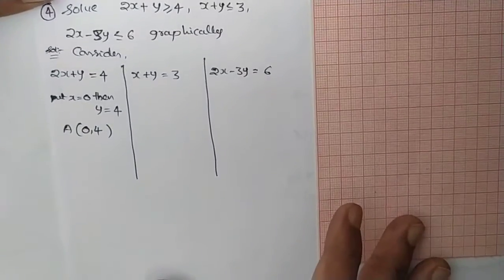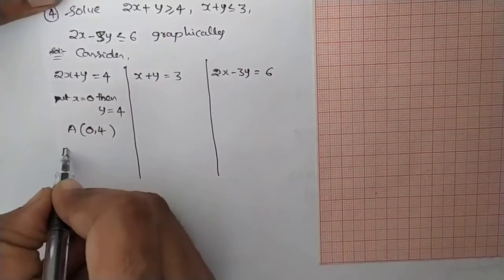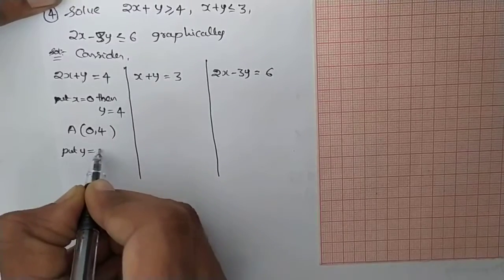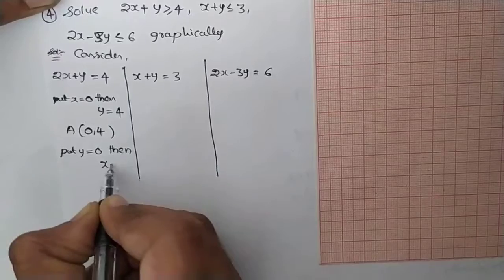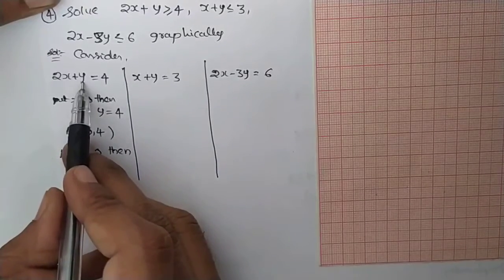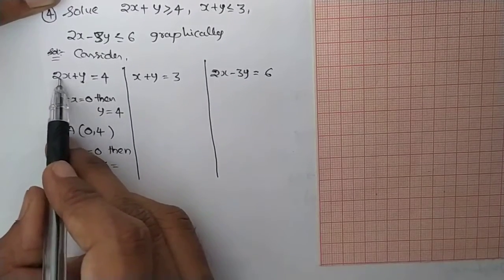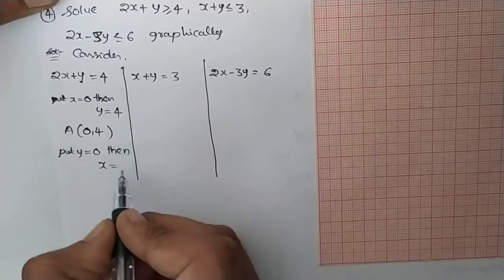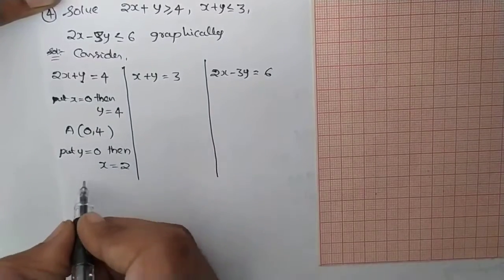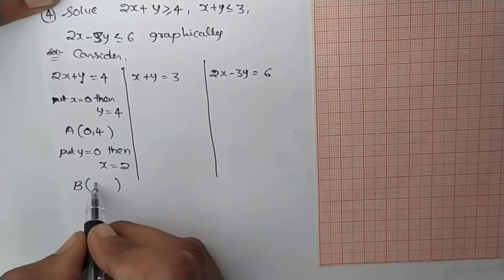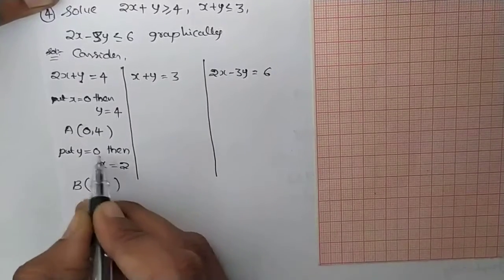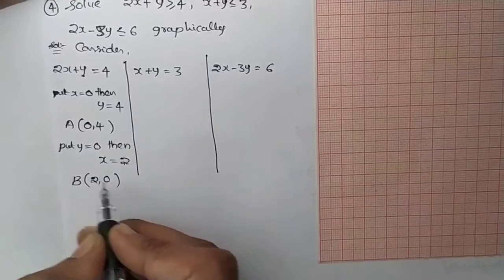Similarly, put y equals to 0. Then x equals to what? If we put 0 in place of y, then we will get 2x equals to 4, x equals to 2. Therefore, the point B will be x comma y, that is 2 comma 0. It is the point B.